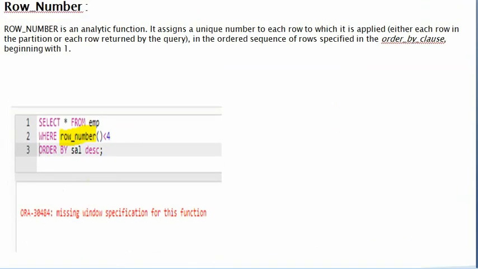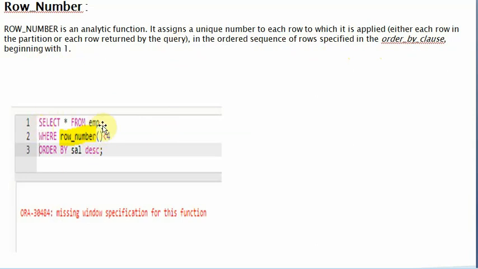After ROWNUM we have something called ROW_NUMBER as well. ROW_NUMBER is an analytic function. It assigns a unique number to each row to which it is applied, either each row in the partition or each row returned by the query, in the ordered sequence of rows specified in the ORDER BY clause, beginning with 1.